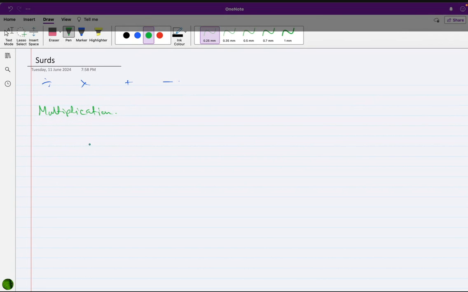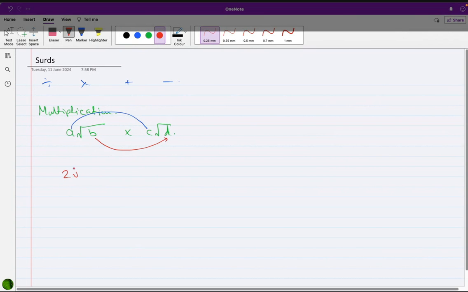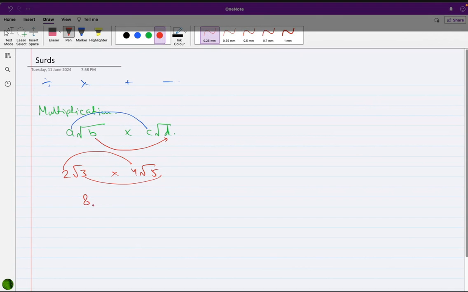For multiplication, suppose we have a square root b times c square root d. We multiply the numbers outside and we multiply the numbers inside. For example, 2 square root 3 times 4 square root 5: 2 times 4 is 8 and 3 times 5 is 15. Outside number with outside, inside number with inside.